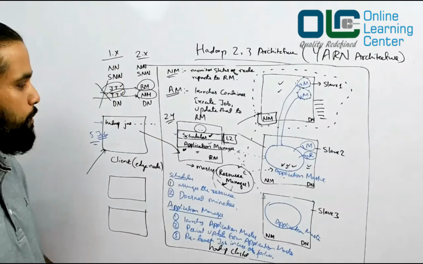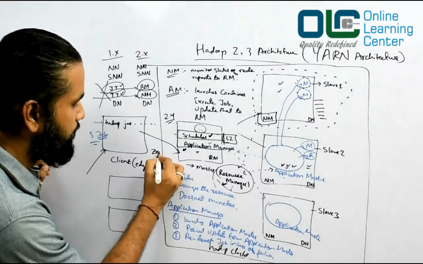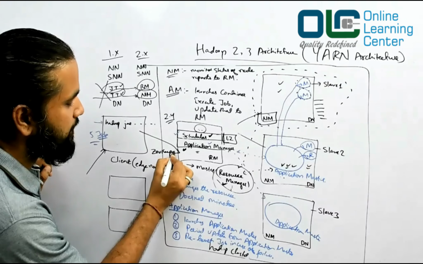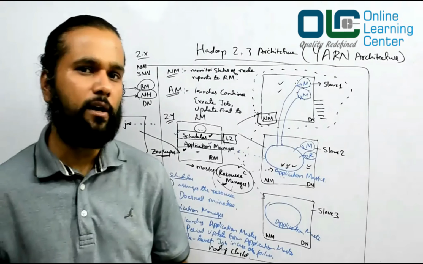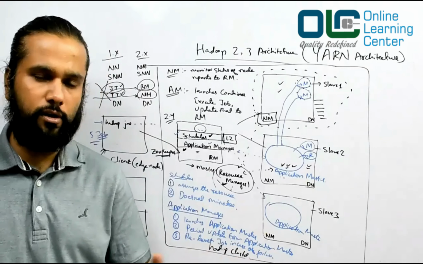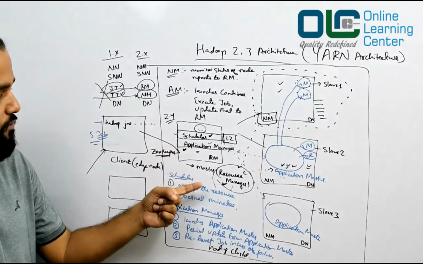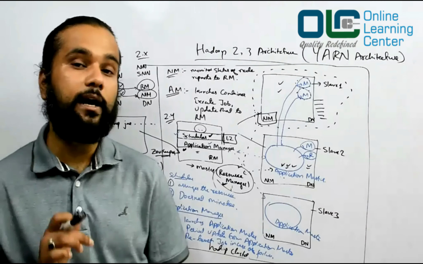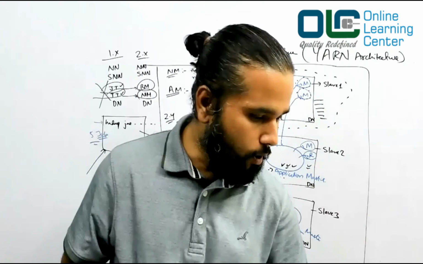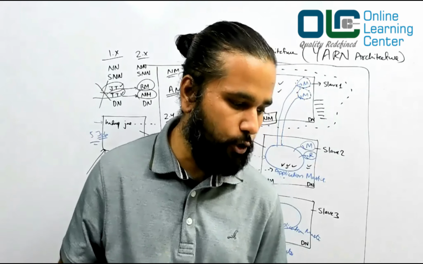And these things have to be configured in Zookeeper as well. And what is Zookeeper? Zookeeper is just like your register, which can keep a lot of entries about your nodes. So that is where your resource manager can be made highly available. So that's one thing which I know everybody wanted to understand, right?